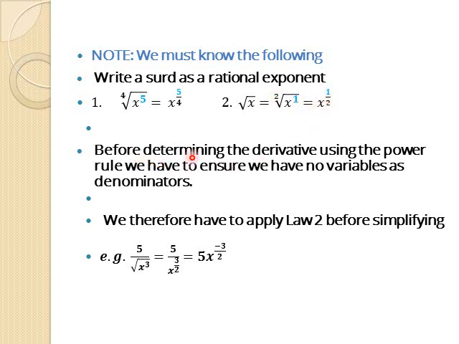Very important, before determining the derivative using the power rule, we have to ensure that we have no variables as denominators and also no variable as a surd. So we also have to be able to apply law 2 before simplifying. For example, if I have 5 over square root x cubed, that is 5 x to the power 3 over 2. Remember, no variable as a denominator, so if I take it up, x to the power negative 3 over 2. But let's look at some problems.